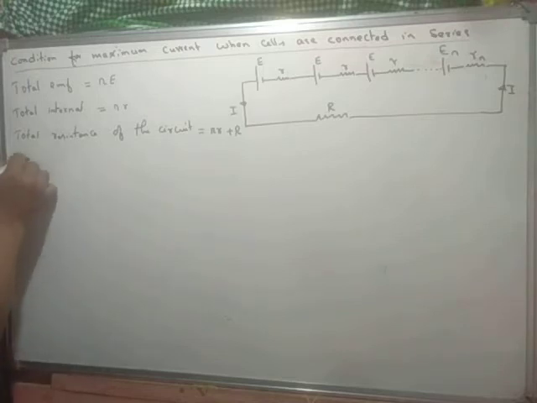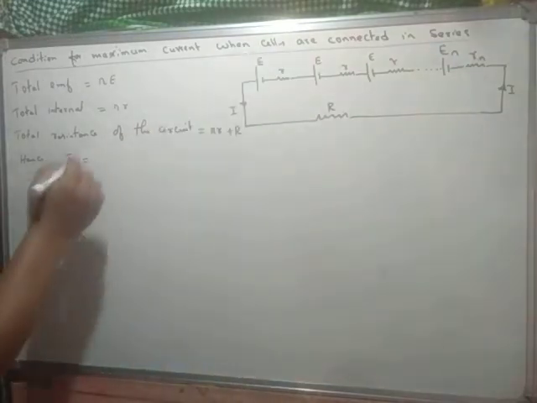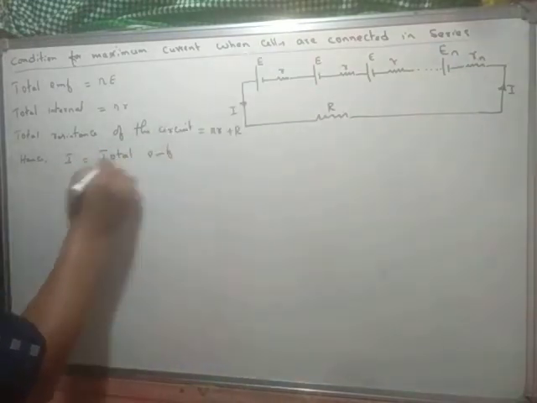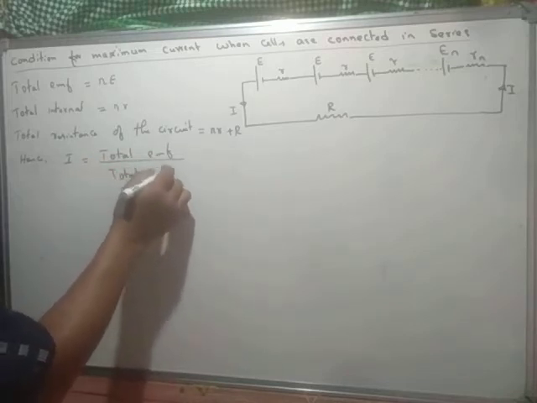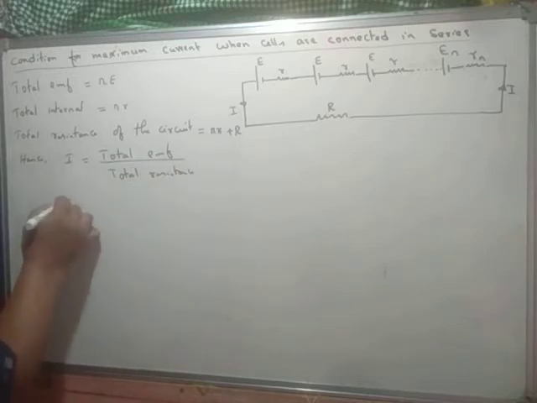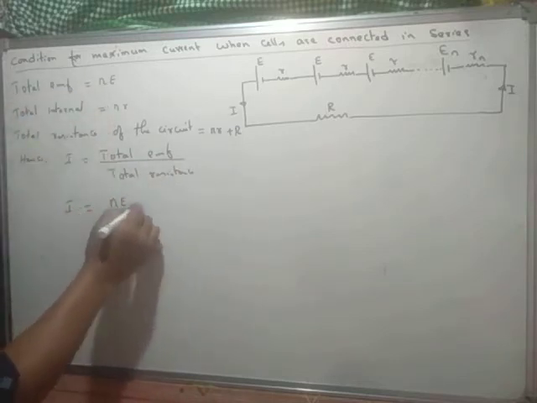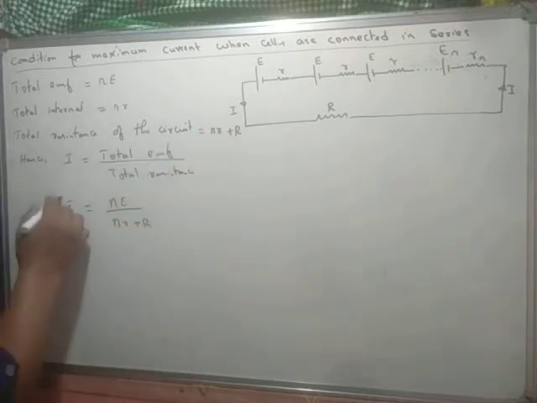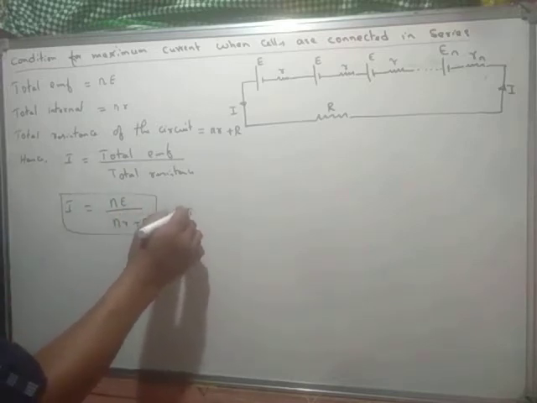So hence the current which is passing through the external circuit should be the total EMF by the total resistance of the circuit. What is my total EMF? nE. What is my total resistance? nr plus capital R. Okay, right, so this is my equation 1.